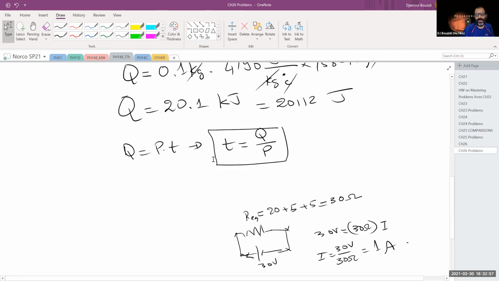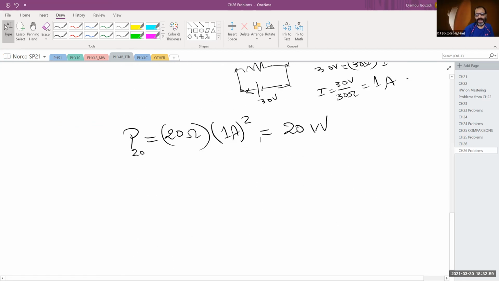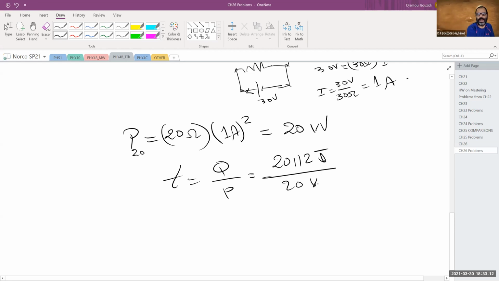So this is how much power, and we know that the time is going to be the amount of energy, Q, over P, and Q is, we found, 20,112 joules divided by 20 watts, and that is going to be, I know the sig figs and all of that stuff I didn't, because in the calculator in here, if I double click on something, it's going to give me the actual value that it has found, which is without the sig figs. So what I'm coming up with is 1,005.6 or 1,006 seconds.